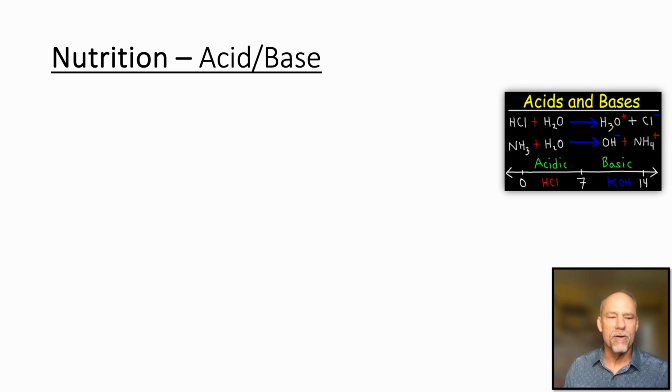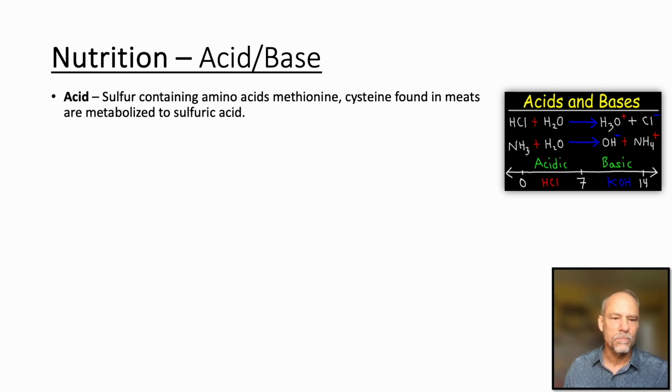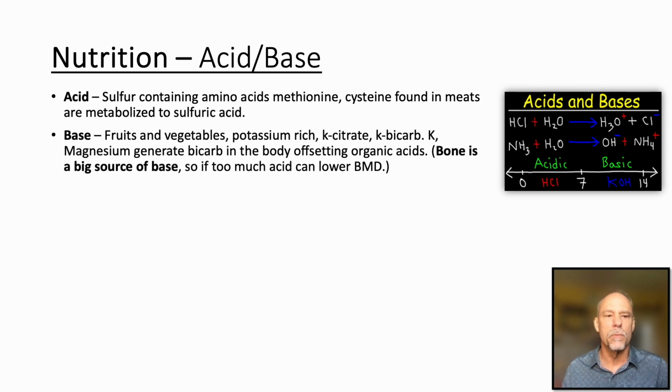A little bit about acid-base. So acid, because it needs to be neutralized, can end up extracting base, which is calcium and magnesium from our bones, right? And amino acids like methionine and cysteine found in meats and in grains, by the way, are metabolized into sulfuric acid, so it changes the acid-base status. So you say, well, maybe we shouldn't be eating meats. Well, let's talk about that more.